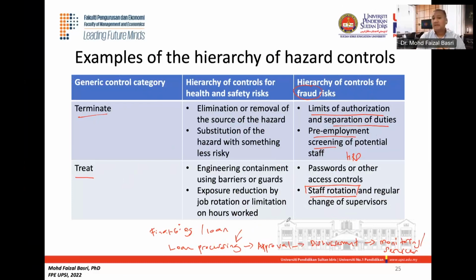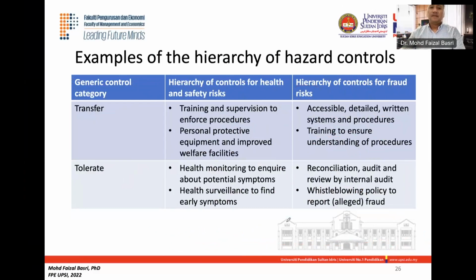If you want me to recommend this loan application, okay, give me some money so that I can recommend. That kind of risk can be minimized if they rotate the staff instead of keeping the same staff doing the same thing throughout their career, for example. So you can treat this kind of risk by using staff rotation.